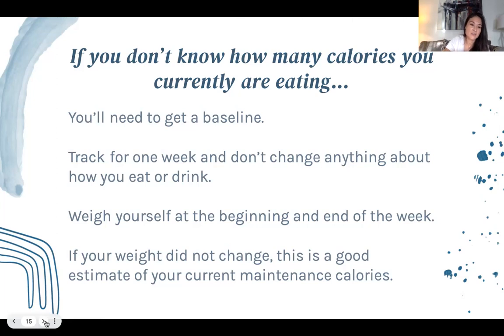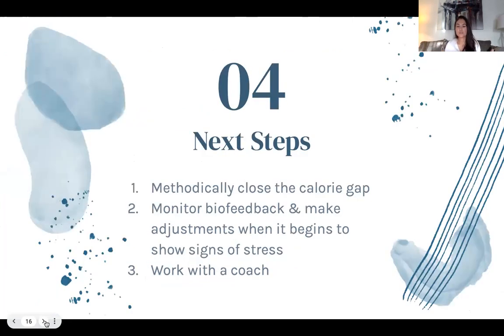So I want to leave you with the last thing: what would you do then? What are your next steps? If you're able to assess and you're like, wow, there is some metabolic stress happening. One, you're going to want to methodically close that calorie gap. That's number one, right? For most of us, that means either methodically starting to eat a proper amount of food, or on the flip side, reducing food amount so that it is appropriate for us, right? Second, you're going to go ahead and monitor that biofeedback.